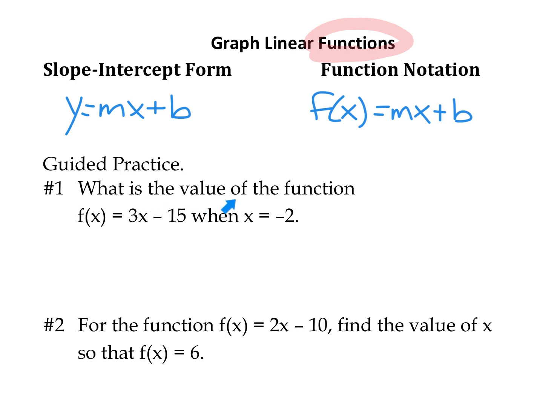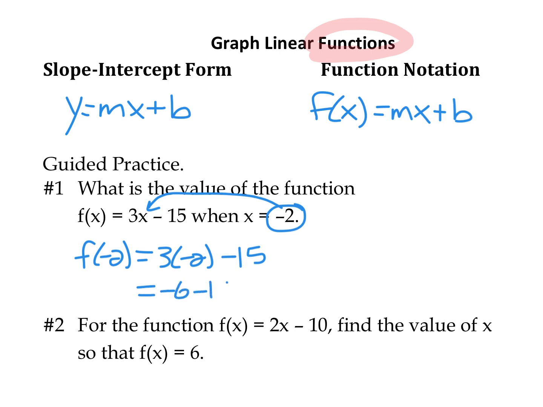We want to find the value of the function f of x equals 3x minus 15, when x equals negative 2. So what does that mean? That means we're going to take the negative 2 and plug it in to the function. So f of negative 2 equals 3 times negative 2 minus 15. That's negative 6 minus 15, which is negative 21. So when you plug a negative 2 into the function, you get out a value of negative 21.